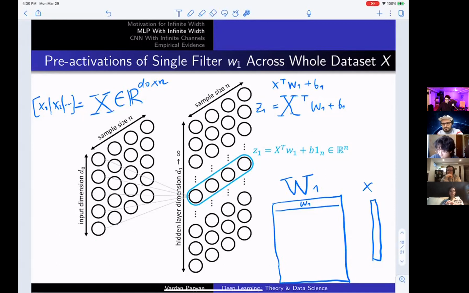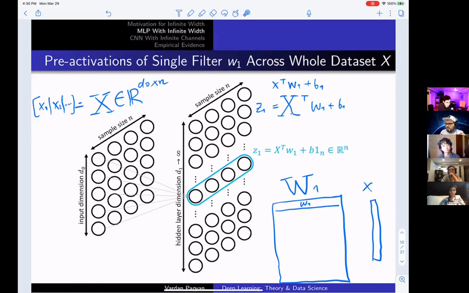Wait, so on the left we have the X matrix, and then we're multiplying that by all the rows in W and getting this new matrix. No, we're taking, oh yeah. So each one of these things would be corresponding to a different row in W. That is correct, yes. And so notice that because we're assuming an infinite width network, then the number of rows is tending to infinity, right? And so based on what Gina said, each row here corresponds to a different filter. And so the hidden layer dimension tends to infinity. Okay.